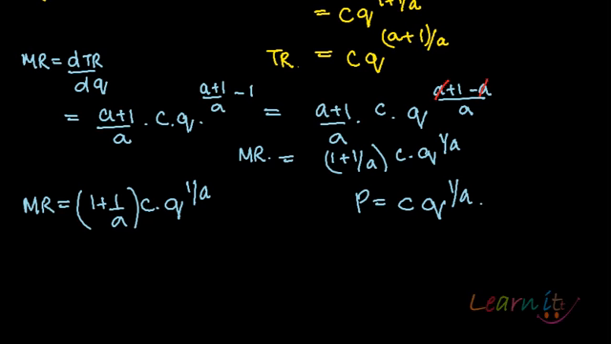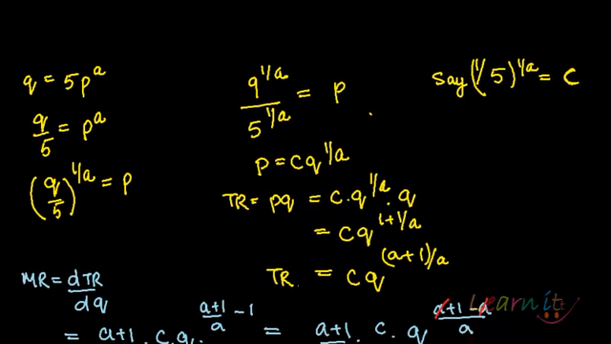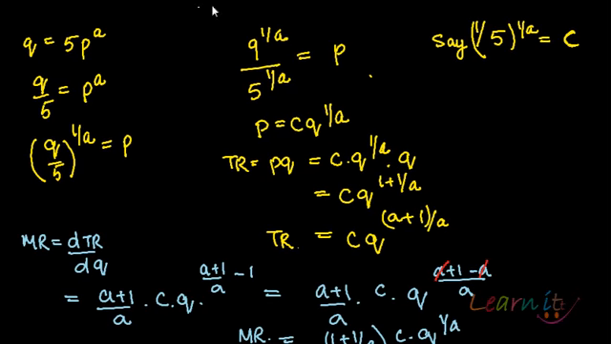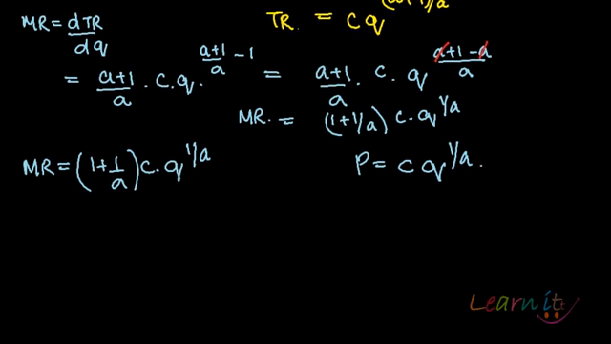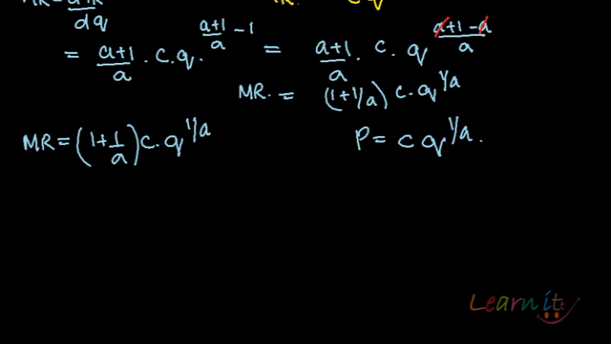Fine. One more thing. In case you look at this function, this a is nothing but the elasticity. How? Let me just tell you. You have q is equal to 5p to the power a. Fine. So your elasticity of demand is p upon q into dq by dp.